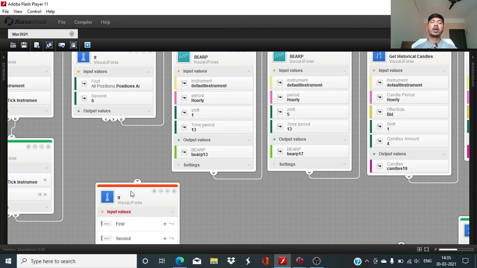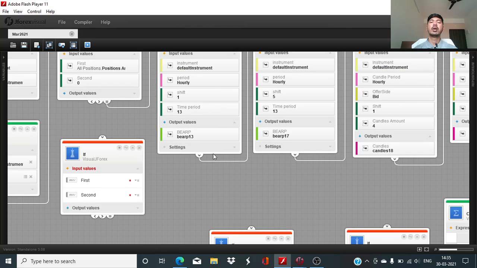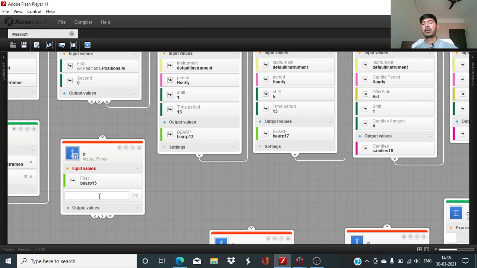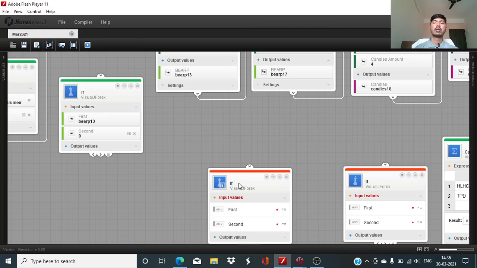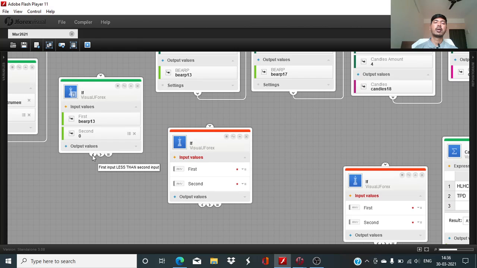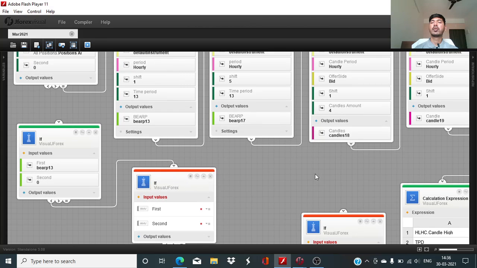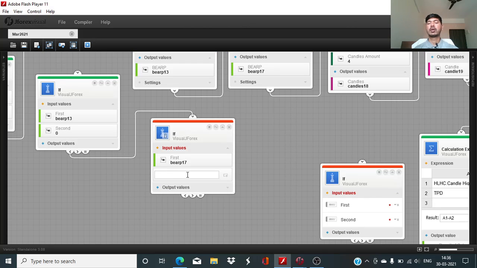And we need last hour's bear power output to be below 0. It should be in negative territory. First input less than second input, and bear power was above 0 5 hours back. So in this case, first input greater than second input.